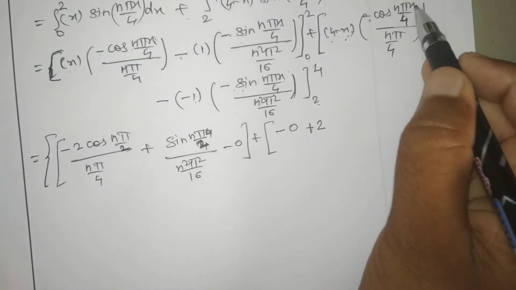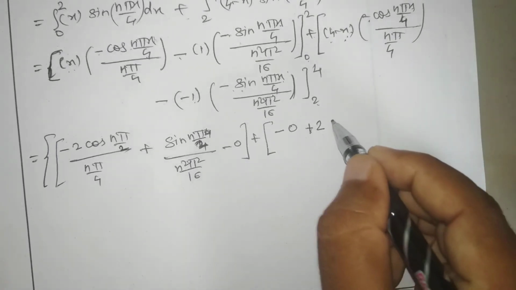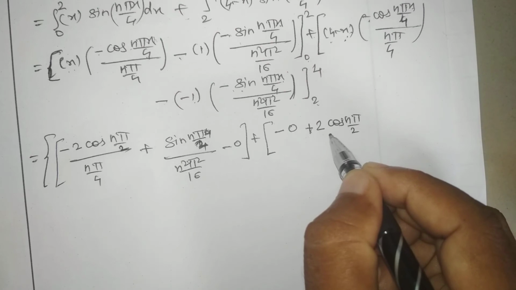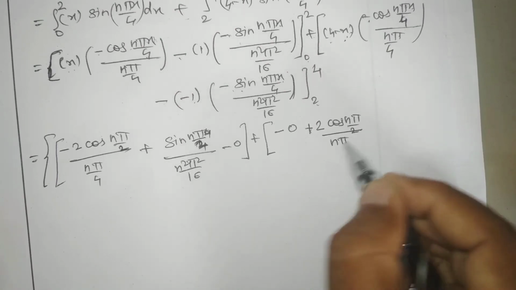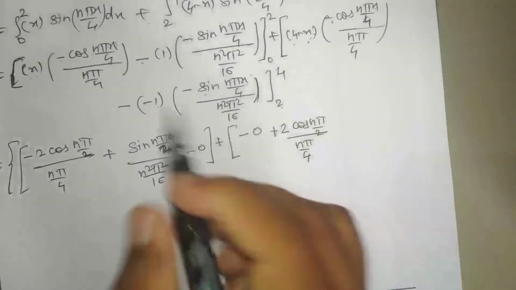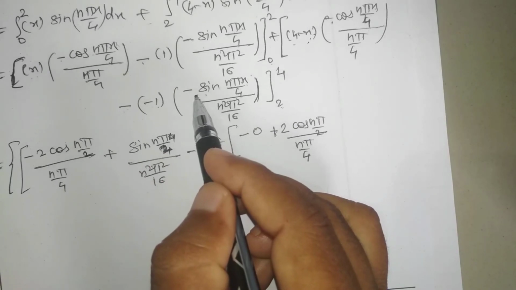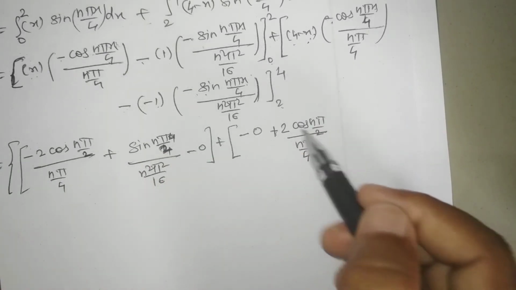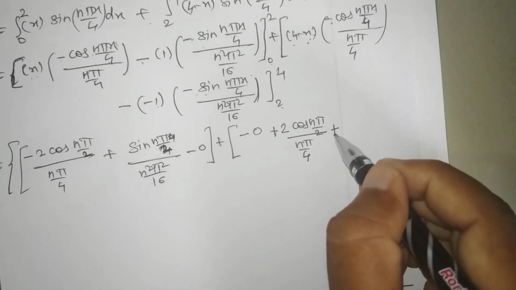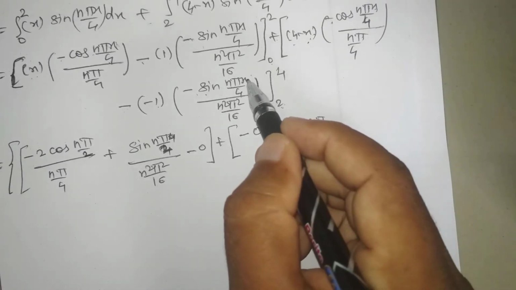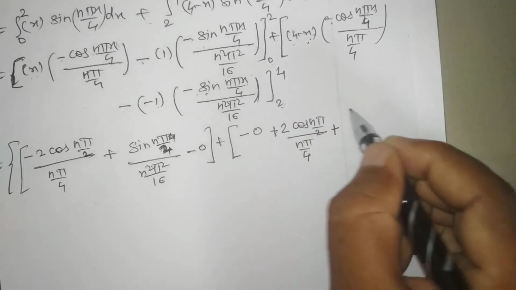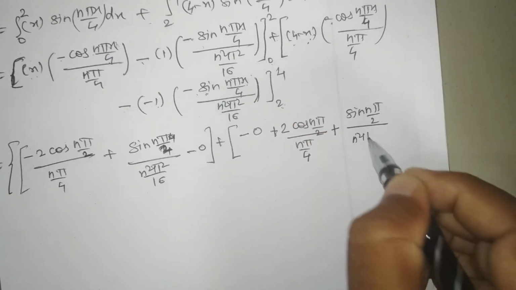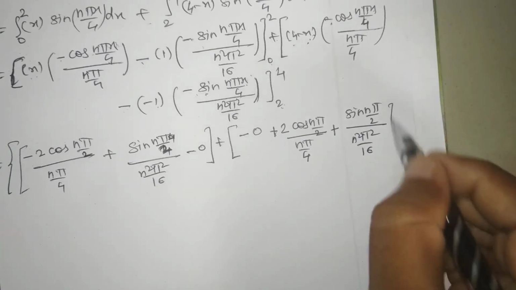When you put x is equal to 2, 2 by 4 becomes 1 by 2, so cos n pi by 2 upon n pi by 4. Then this minus minus minus, so 3 times minus, and plus 1 more minus, that is the lower limit minus. So 4 times minus becomes plus. When you put x is equal to 2, here it becomes sin n pi by 2 upon n square pi square by 16.